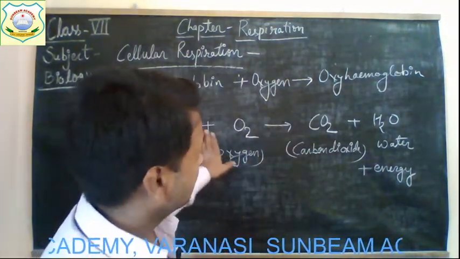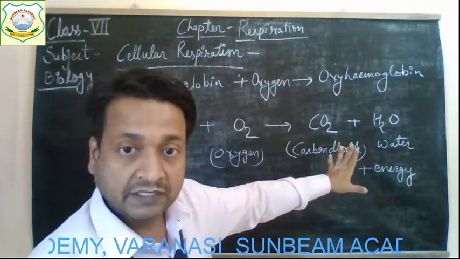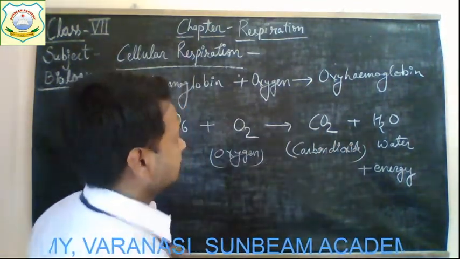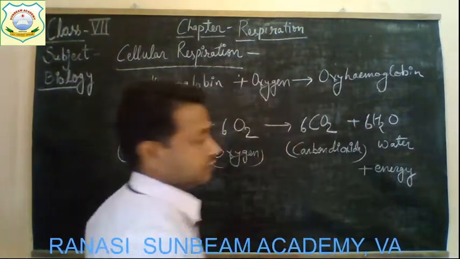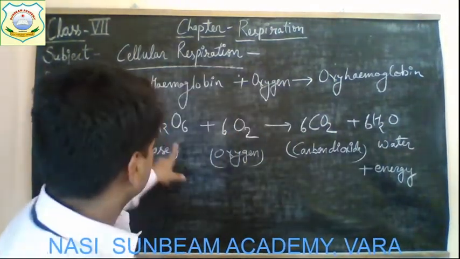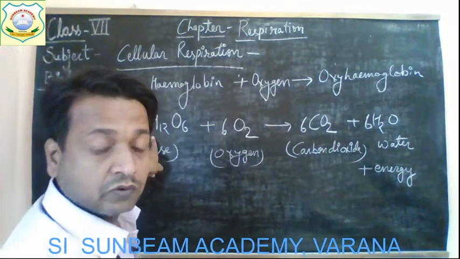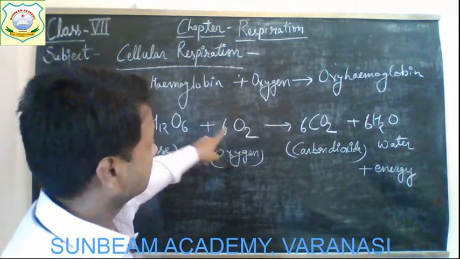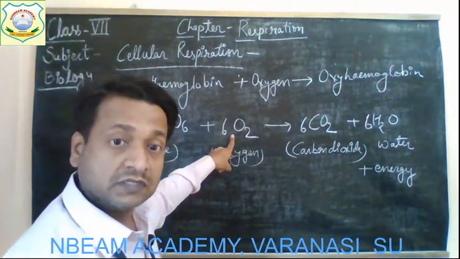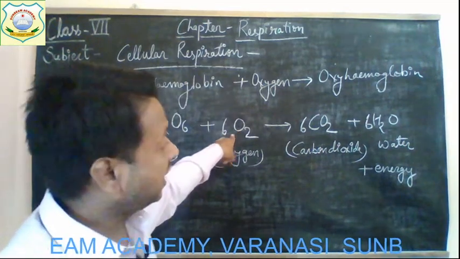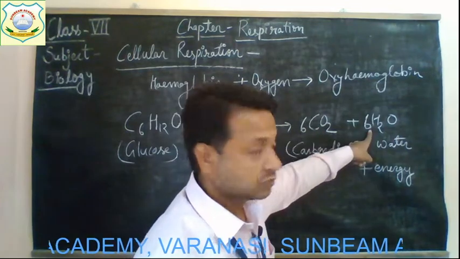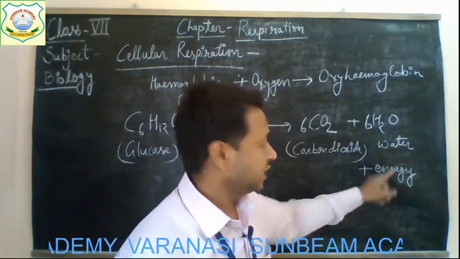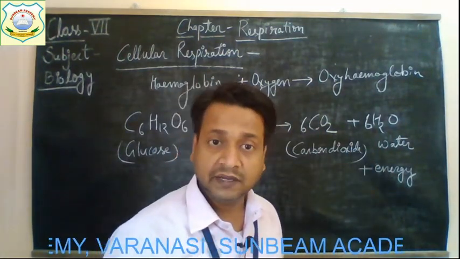Now this equation is not balanced, and you can balance it. One molecule of glucose reacts with 6 molecules of oxygen and forms 6 molecules of carbon dioxide, 6 molecules of water, and energy. Get it, children?